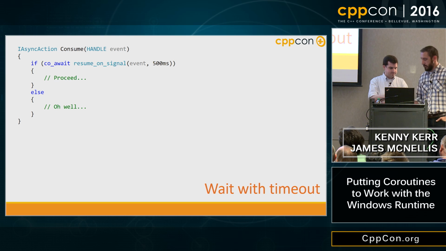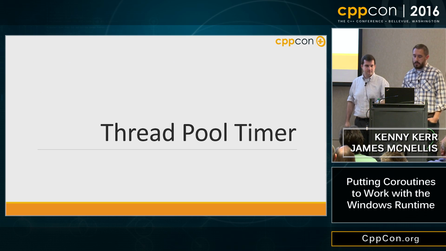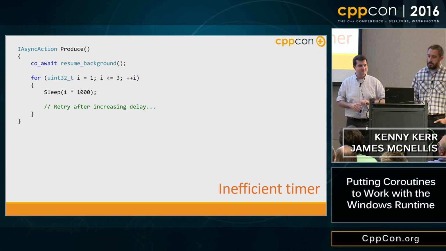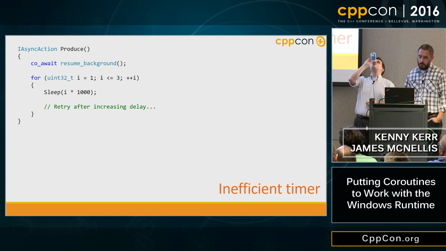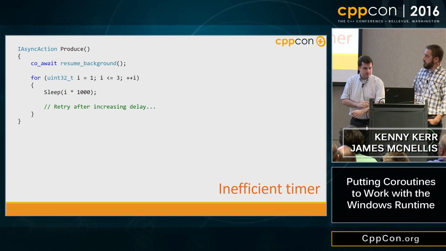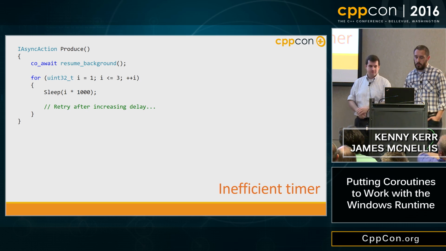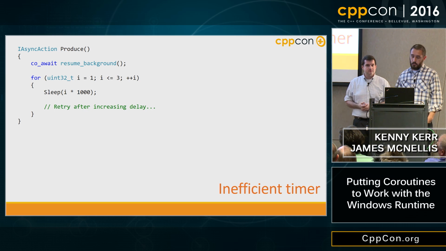Great. Another example is the thread pool timer. In this scenario, you might want to do some increasing delay, perhaps for a network retransmission. We start off on the background on the thread pool, and then we do this increasing delay while we wait for some packets to arrive, perhaps. But this is not very efficient for the same reason. You're hogging a thread pool thread. You're sleeping. That's not an efficient way to do that kind of waiting.